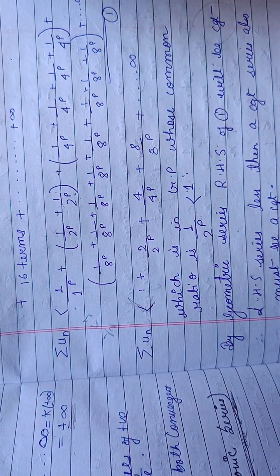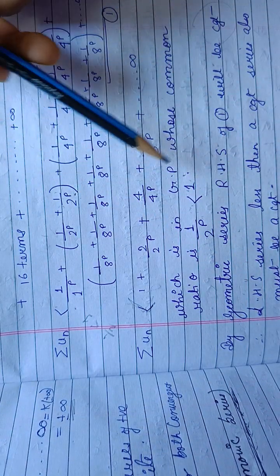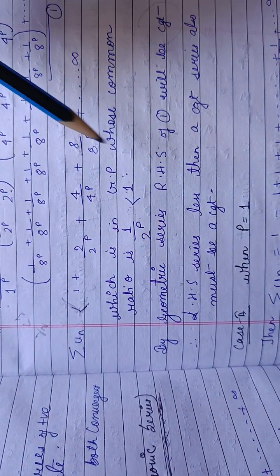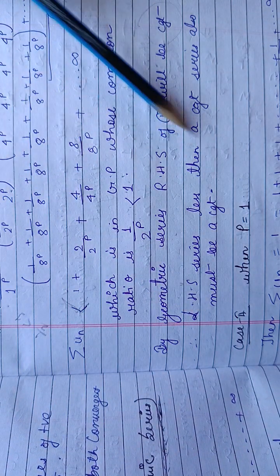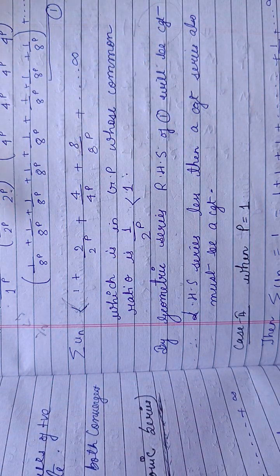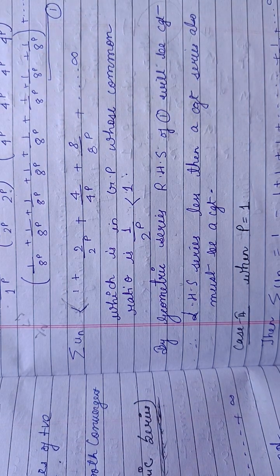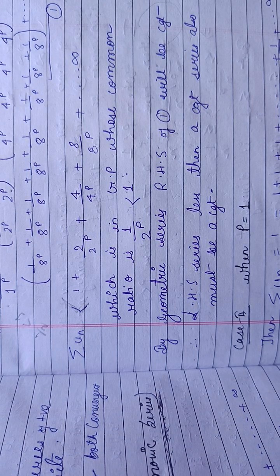So if RHS is convergent, then LHS will also be convergent. We have seen the comparison test, so we will use the comparison test here also. In case 2, so is this clear? Case 1, this is a new step, a new method of approximation. Those who are new to this will face some kind of difficulty.